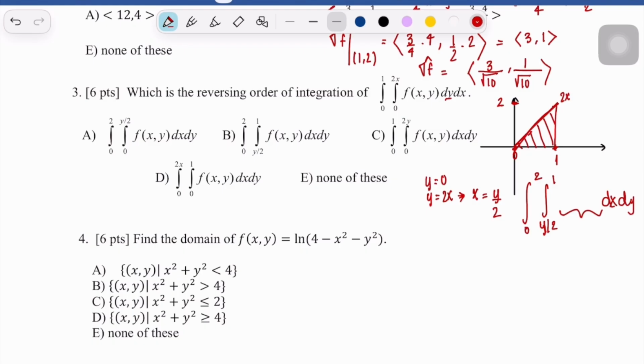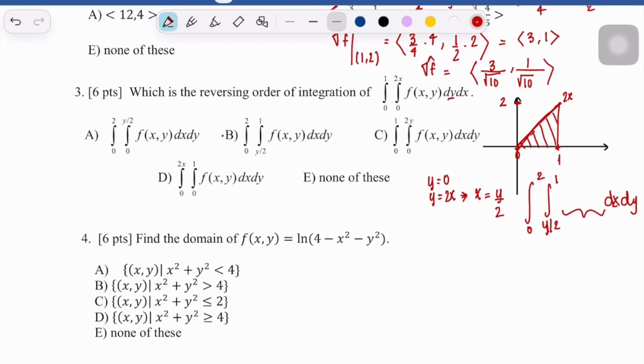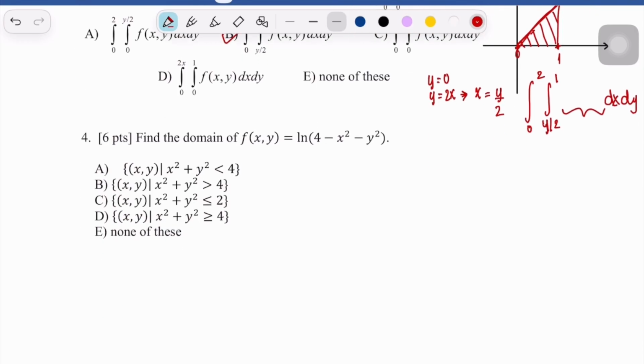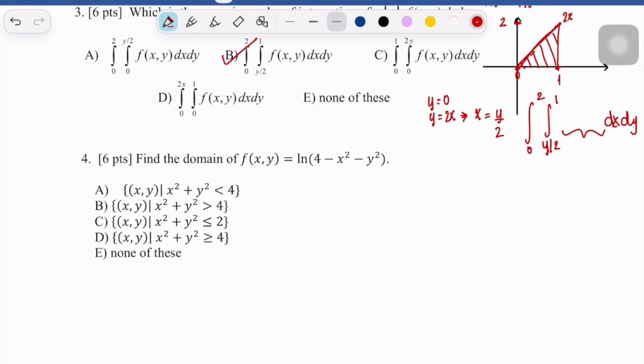Do we have an option like that? Yes. So B would be the correct answer for this one.